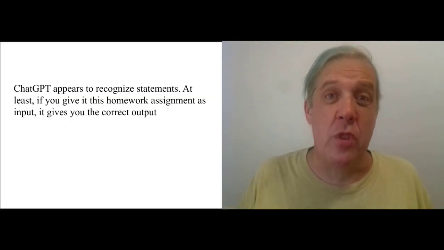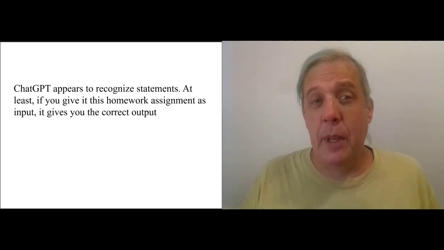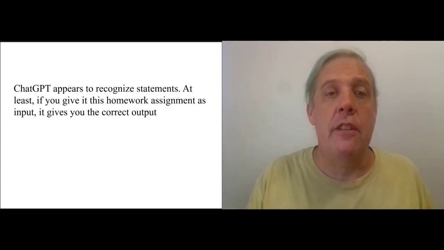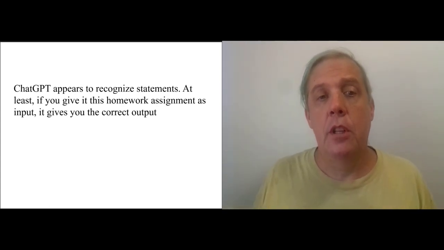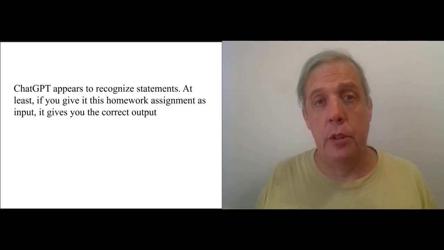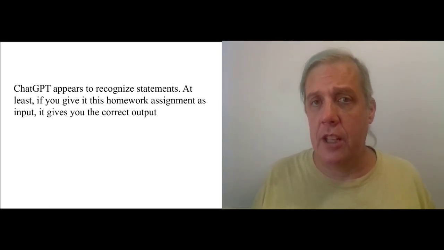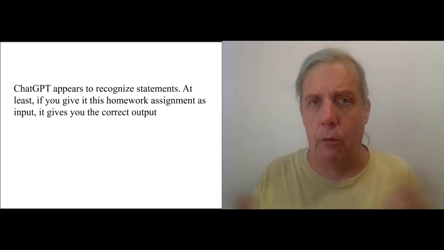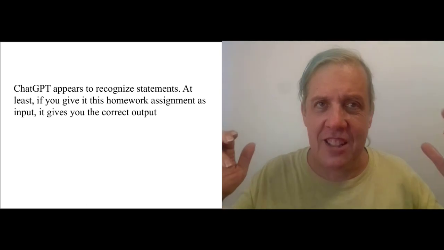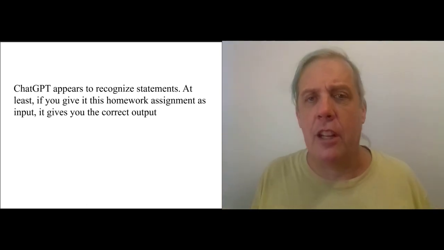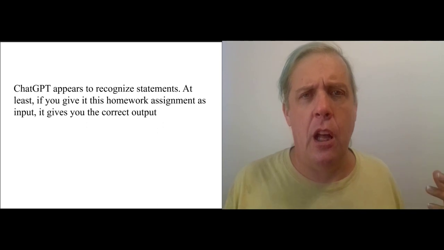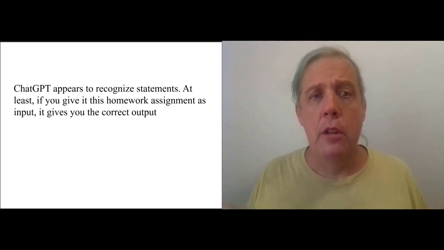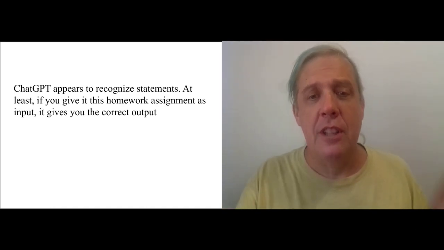So here's something I think is really interesting. ChatGPT appears to recognize statements. At the very least, if you give it this homework assignment as input, it gives you the correct output. And this is true even though ChatGPT doesn't really understand the truth. I mean, you can tell just from the amount of falsehoods in its output and the irregularity of it. This is not a machine that can identify truth. Nevertheless, it can identify statements. Let's take a look at this.